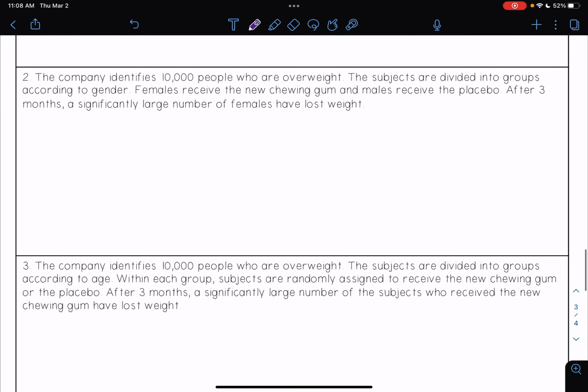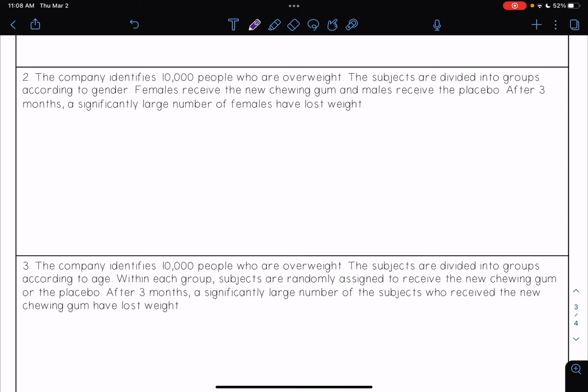Okay, let's look at the next one. The next one says a company identifies 10,000 people who are overweight. The subjects are divided into groups according to gender. Females receive the new chewing gum and males receive the placebo. After 3 months, a significantly large number of females have lost weight. So here, sample size, I see that is fine. There are 10,000 people, so that is a large sample size.